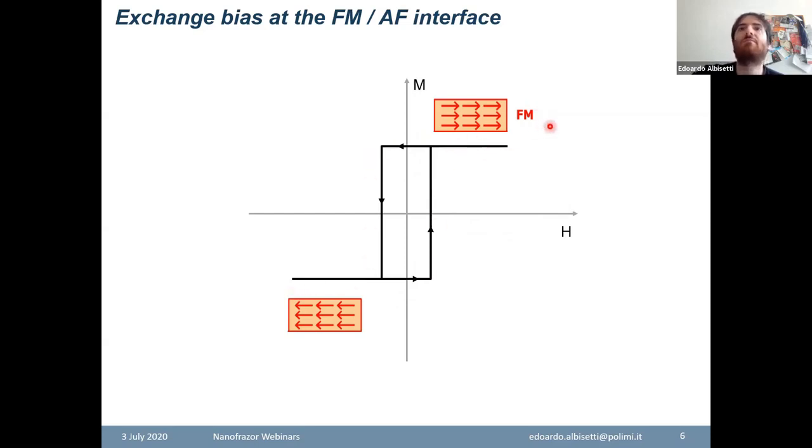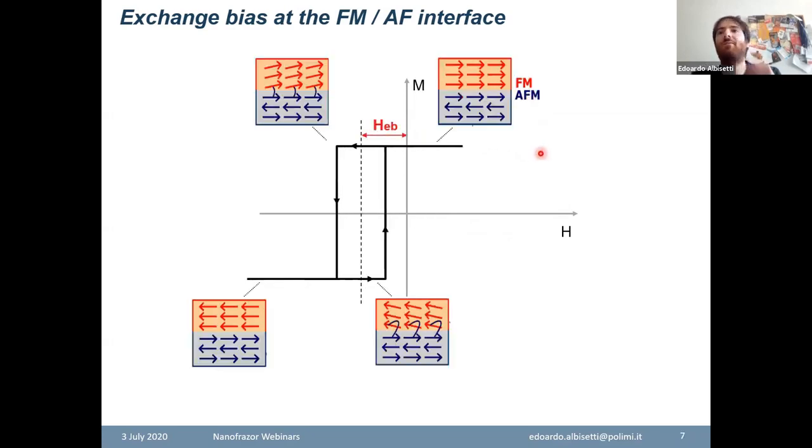But then if you put an antiferromagnetic material underneath the ferromagnetic layer, then you shift the hysteresis loop, due to this exchange bias effect that happens at the interface. So at the end you have, at zero external field, only one possible state in the ferromagnetic material, which phenomenologically means that you're pinning the magnetization in one direction with respect to the external field.